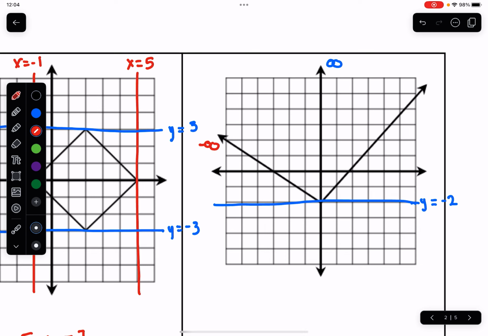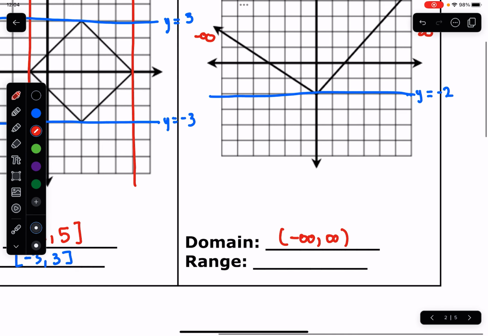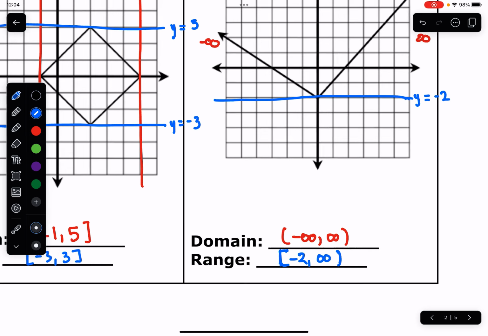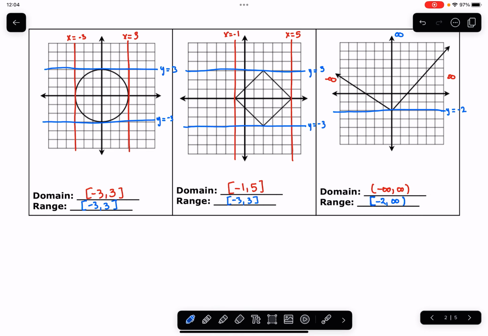So -infinity to +infinity is the domain, and your range is from -2 to +infinity. Now at -2, that's a closed endpoint, so you're going to use the closed parentheses, which is the brackets. And of course, with the infinities, those are always open, so you use the regular parentheses. And there are your examples on how to determine the domain and range of a continuous graph.